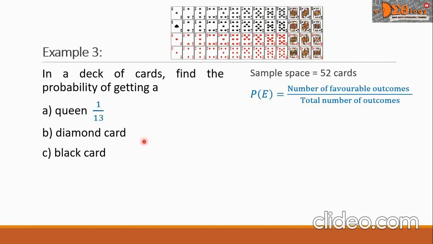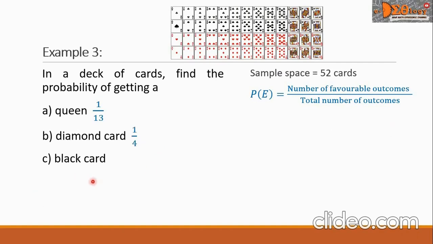Finding the probability of getting a diamond card. So we write P of diamond card, and this is equal to, in the numerator we write 13, because there are 13 diamond cards in the deck of cards. So this is 13 over 52. And when we simplify, this is equal now to 1 over 4. This answer we will write opposite letter B. And then let us now proceed with letter C.